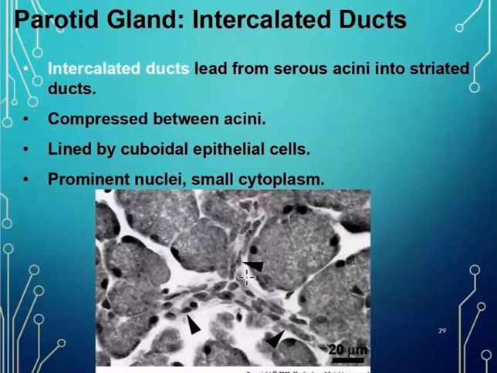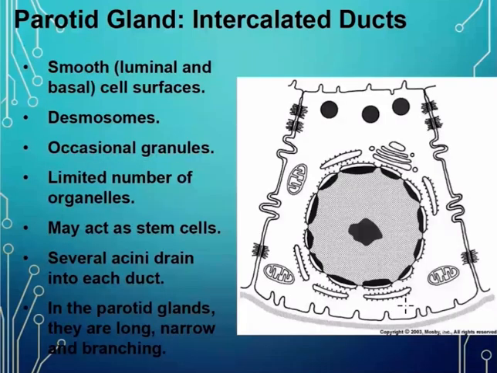At the ultrastructural level, you can see that the intercalated ducts consist of simple cuboidal epithelial cells. Both luminal and basal sides of the intercalated duct are smooth. We have desmosomes uniting the adjacent cells, and there are only small amounts of organelles normally associated with protein synthesis. These intercalated ducts contribute primarily to the primary secretion of the saliva.